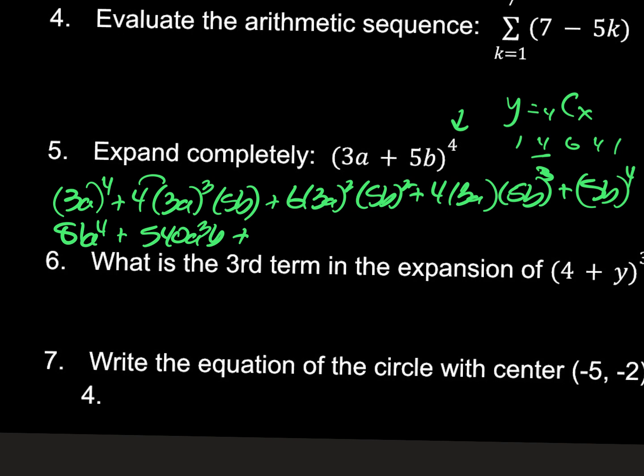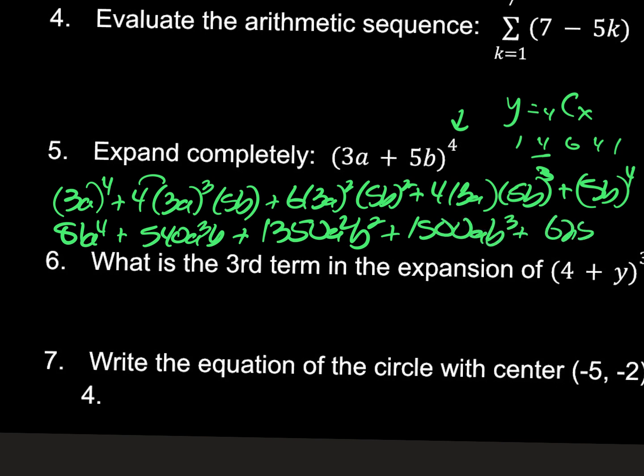That's a little tough one. Let's see. Give me just a second here. Yeah, it's 1350a squared b squared. 4 times 3, which should be 12, times 5 cubed, which is 125. It's 1500ab cubed, and then you go 5 to the 4th power, which everybody knows is 625b to the 4th. So there's number 5, the first one you asked for.